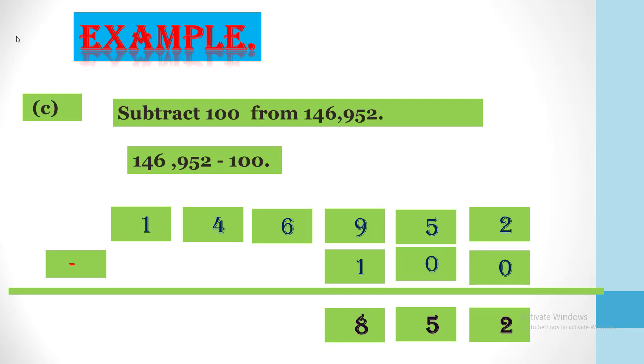Here nothing to be subtracted from 6, so we write 6 here. And also the next column, nothing to be subtracted from 4, so we write 4 here. In the next column, nothing to be subtracted from 1, so we write 1 here. When we subtract 100 from 146,952, we will get the answer 146,852.